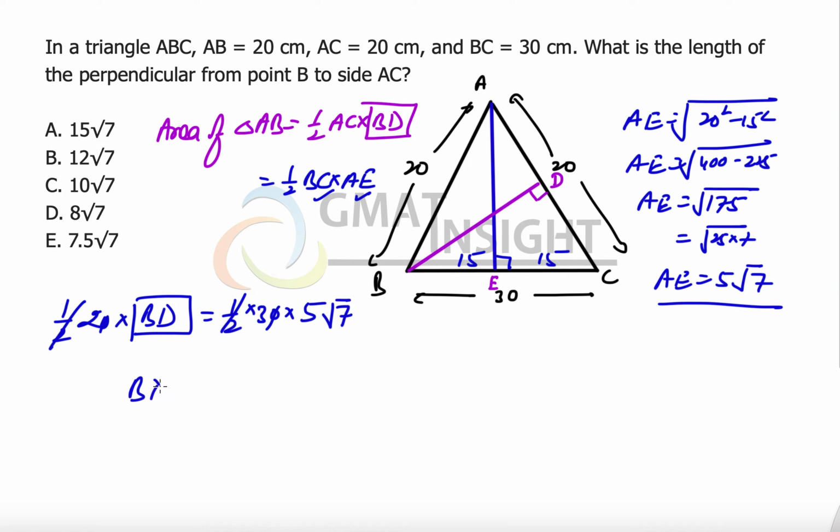So we have BD is equal to 5 into 3, 15, divided by 2 times root 7. So we can say it is 7.5 root 7, which we can see is available as option C.